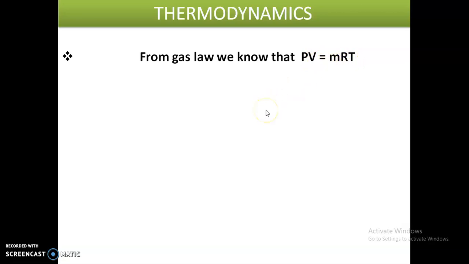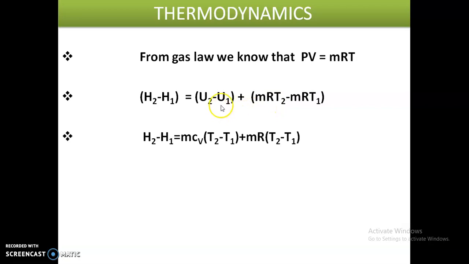So substitute these values in the above equation, we get h2 minus h1 is equal to u2 minus u1 plus mrt2 minus mrt1. In place of p2 v2 we have substituted mrt2, and in place of p1 v1 we have substituted mrt1. In these two terms we have a common term, that is mr. Put it outside. So here mr is a common term, T2 minus T1.